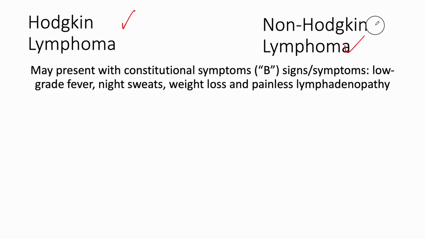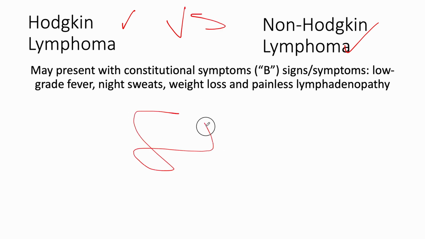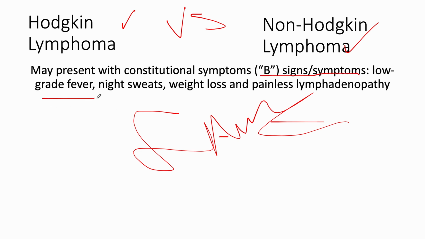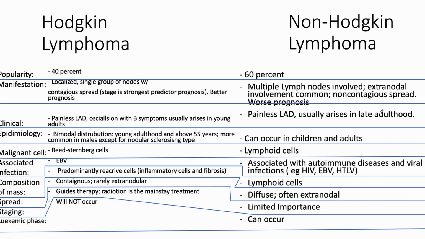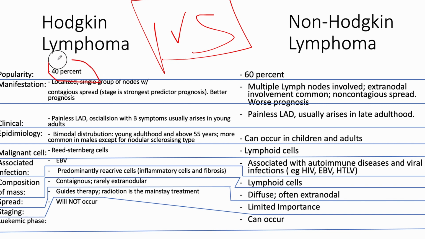Hodgkin versus non-Hodgkin lymphoma. You can put versus, but over here we're talking about similarities. To a certain degree they are the same. They can cause B symptoms: low-grade fever, night sweats, weight loss, and painless lymphadenopathies. Now here's the real versus. How do you differentiate the two? Hodgkin lymphoma is not very common, it's 40%, whereas non-Hodgkin is 60%.